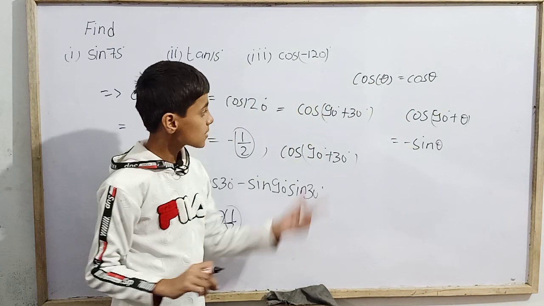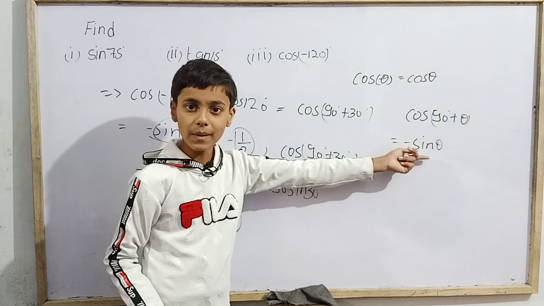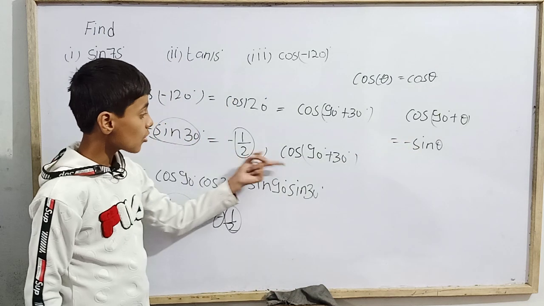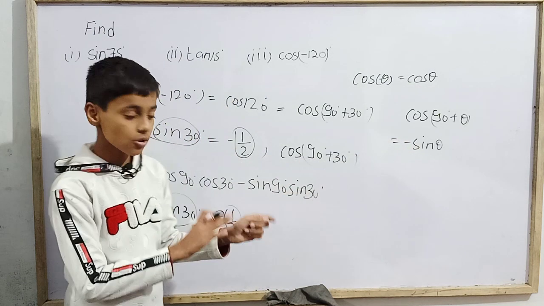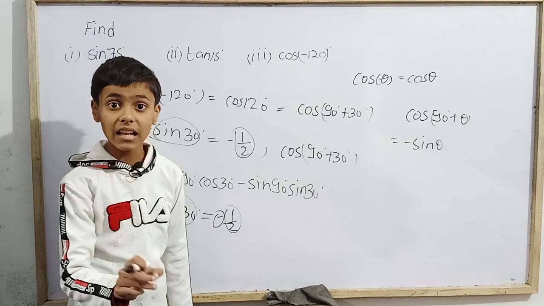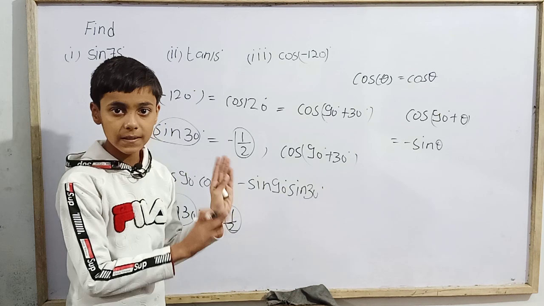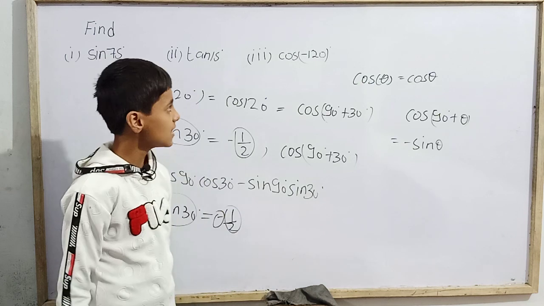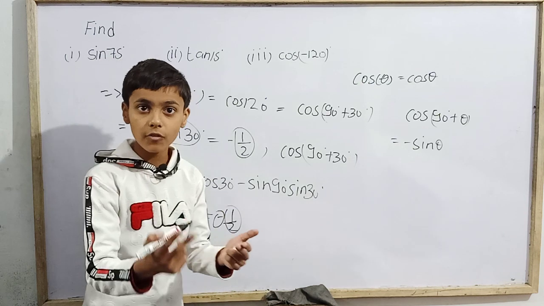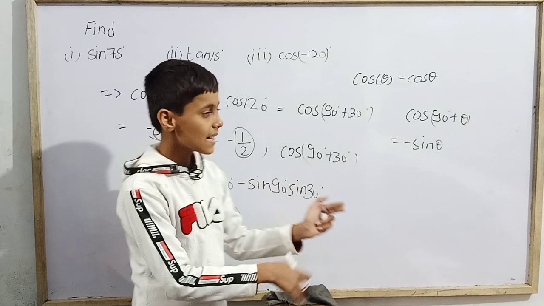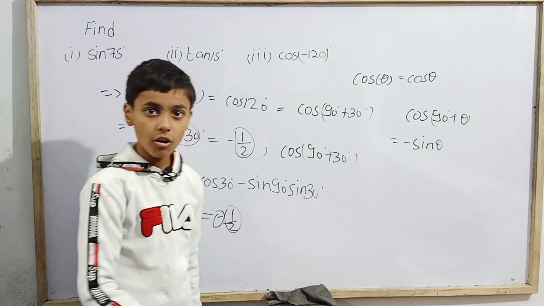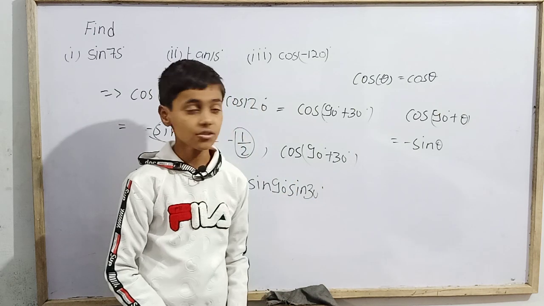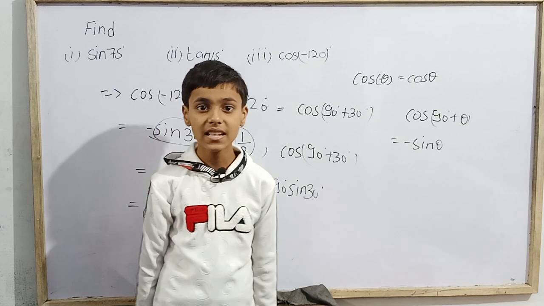So you can apply either cos of 90 plus theta equals minus sin theta, or cos of a plus b equals cos a cos b minus sin a sin b. By both methods we get the same answer. So this is how we can solve this question, by two methods, by two formulas, cos of 90 plus theta and cos of angle a plus b. So this was mainly my today's topic based on trigonometry.